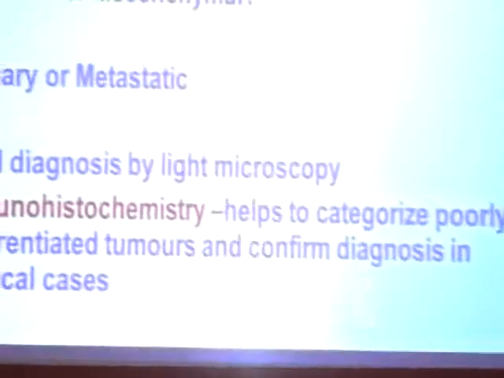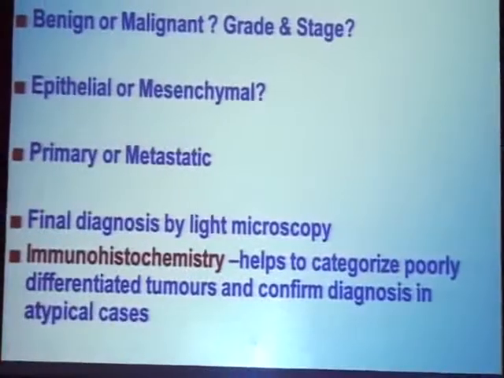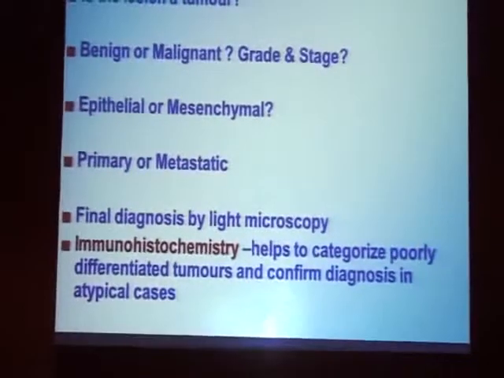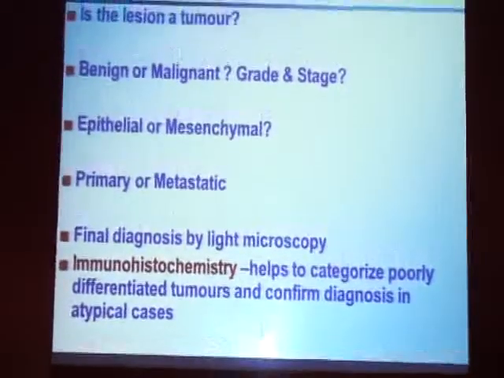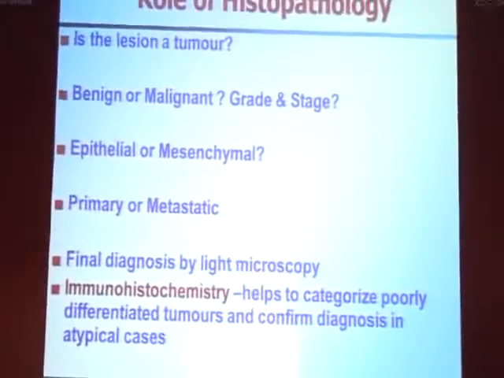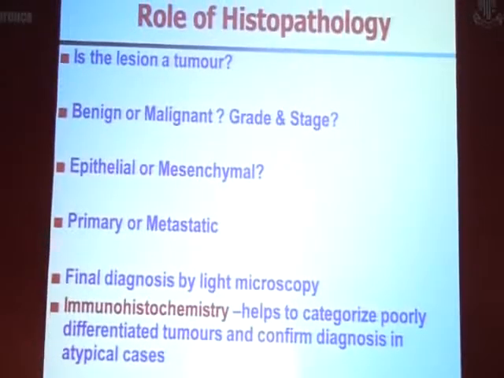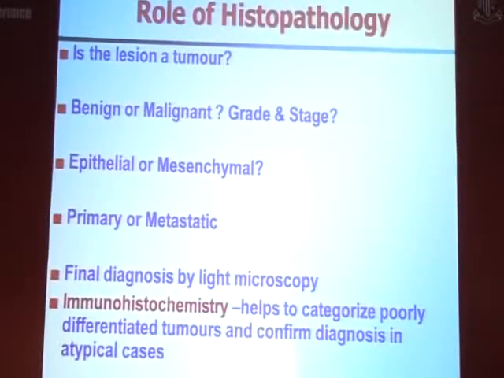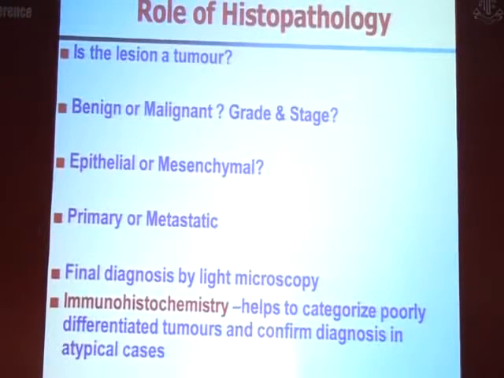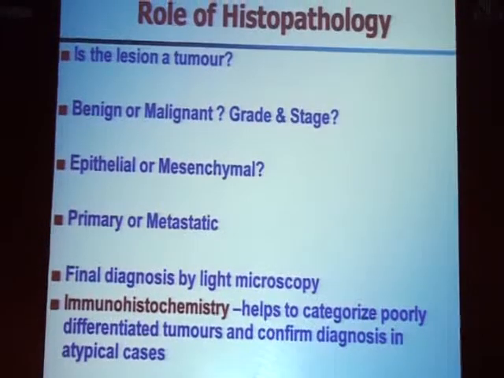So like Dr. Ruchi has said, when a tumor comes from the operation theatre to the pathology lab, we have to decide whether it is actually an inflammatory lesion or a tumor. Then the next question is, is it benign or malignant? If it is malignant, we need to grade and stage it. And after we know whether it's benign or malignant, whether it's an epithelial or a mesenchymal tumor, then whether it's primary or metastatic, our final diagnosis rests on light microscopy.